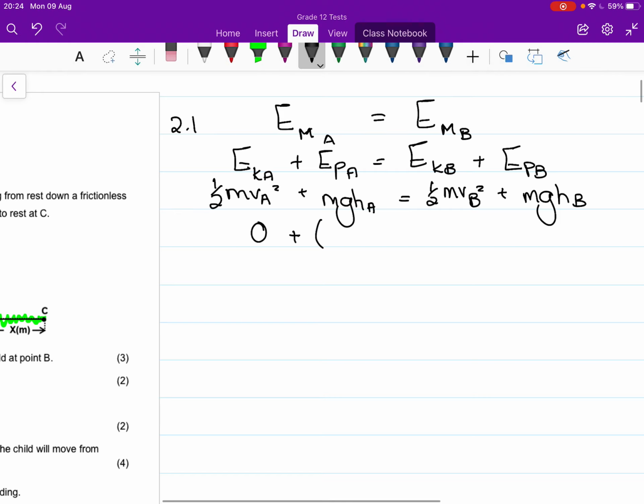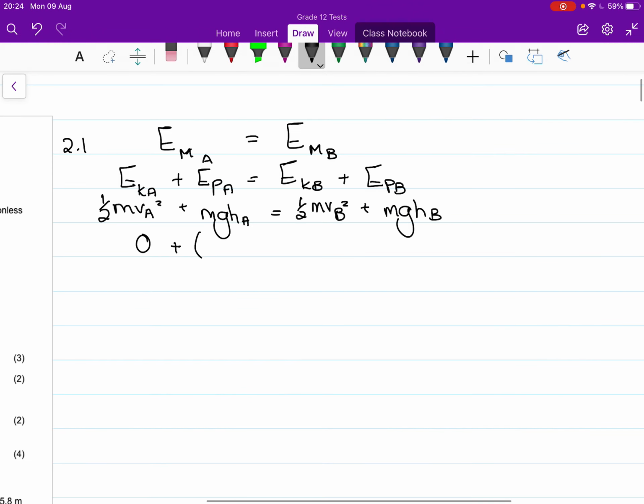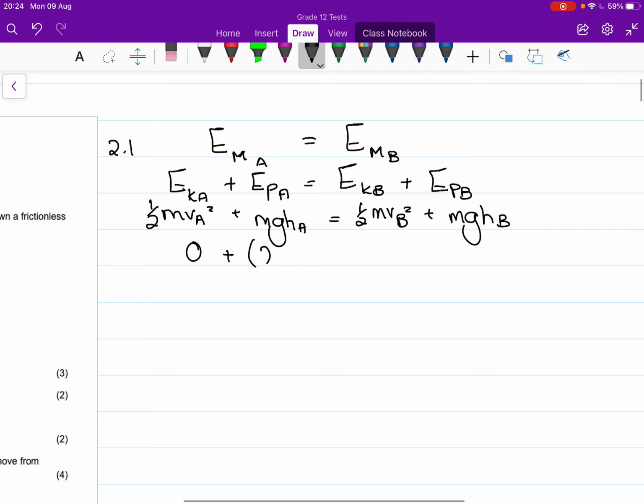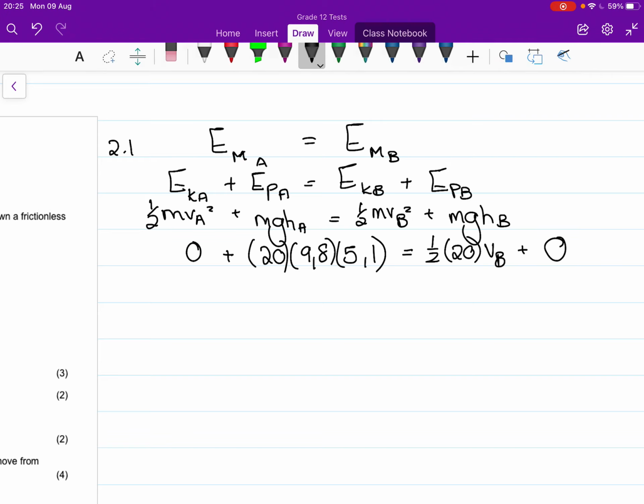At A, the child was 20 kilograms, and g is 9.8. It's 5.1 meters above the ground. We wanted to know how fast the child was going when they got to B, and EP is 0 there. Now it's just solving for V, okay? And V is 10 meters per second, doing it this way.